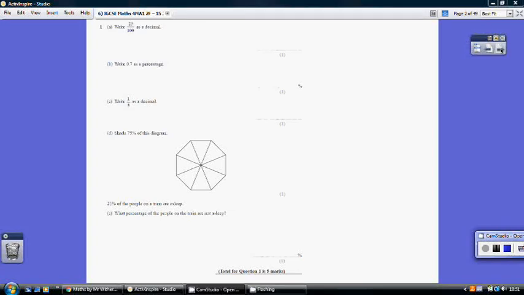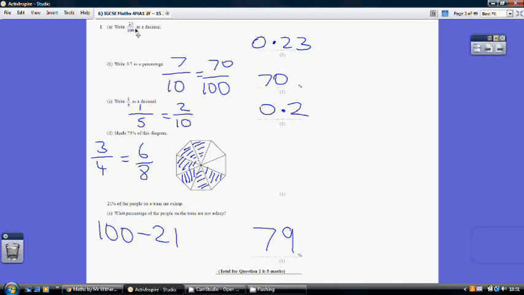Question 1. 23 over 100 as a decimal is 0.23. 0.7 is 7/10, which is 70 out of 100. So as a percentage, that is 70%.